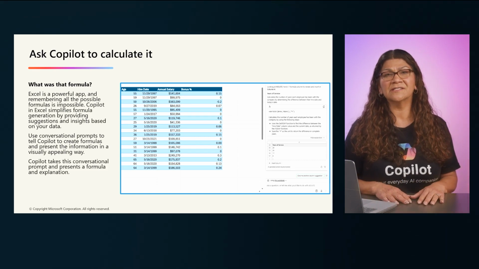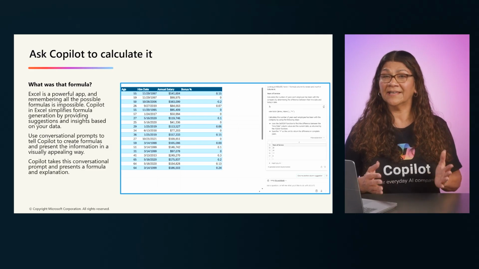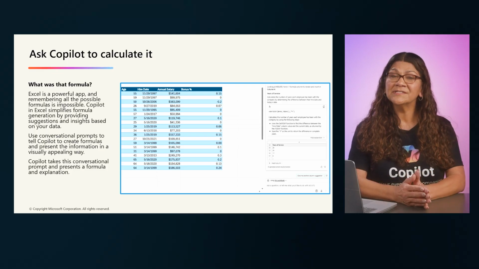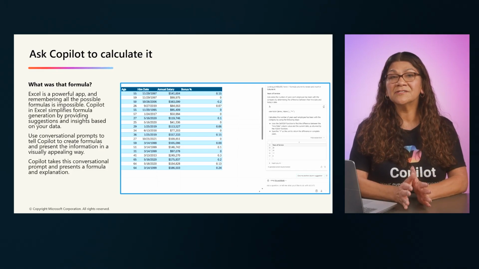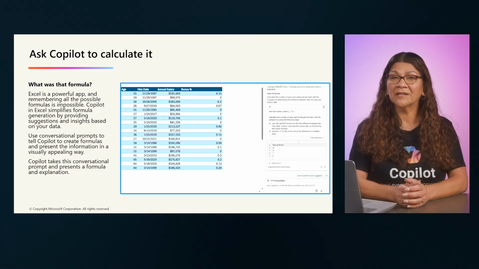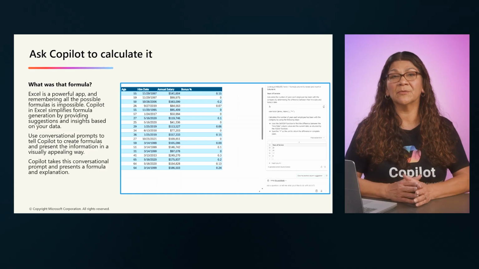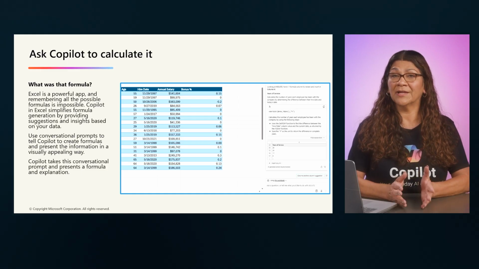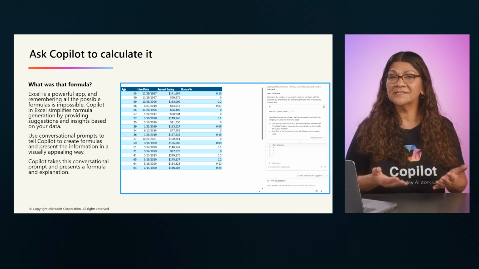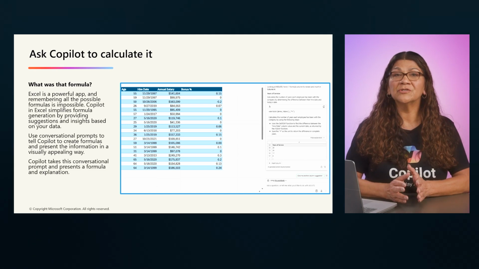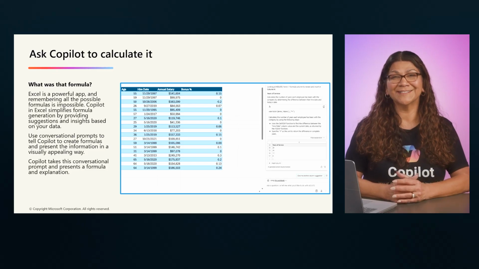An HR analyst working with employee data who needs to calculate years of service, bonus eligibility, and compensation adjustments could, rather than searching for the correct date and text formulas, simply ask Copilot to calculate years of service from the hire date and generate a new column based on business rules. Copilot produces the formula, explains what it does, and applies it consistently across the data set. This accelerates analysis, reduces errors, and boosts productivity.